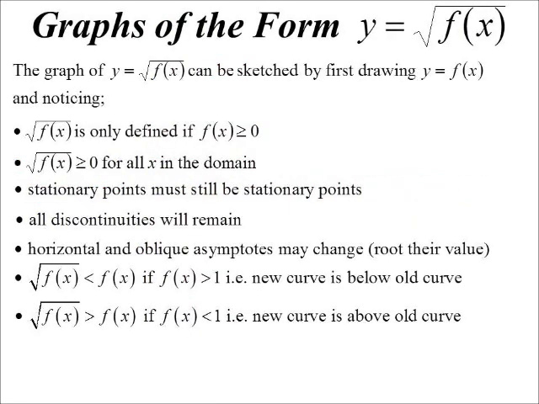Square root of a number will be smaller, so underneath the original curve, if the number's bigger than 1. So the new curve will go below the old curve. And if the number is smaller than 1, the reverse will happen. The new curve will go above the old curve. But again, that means 1 is a crucial value.